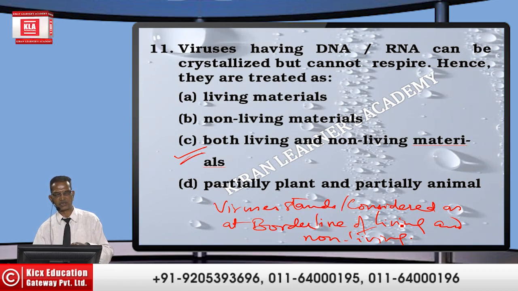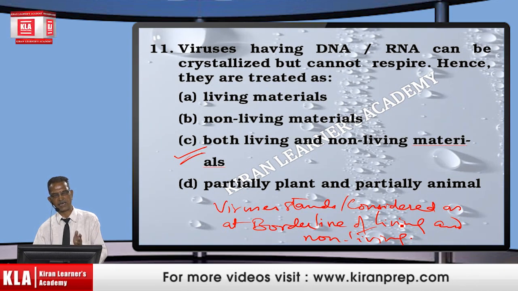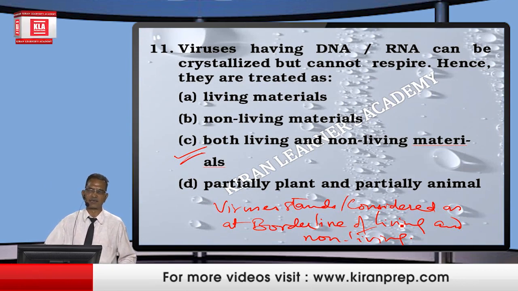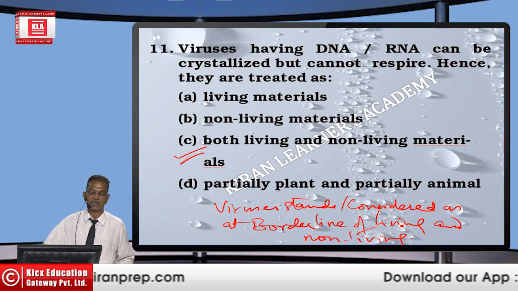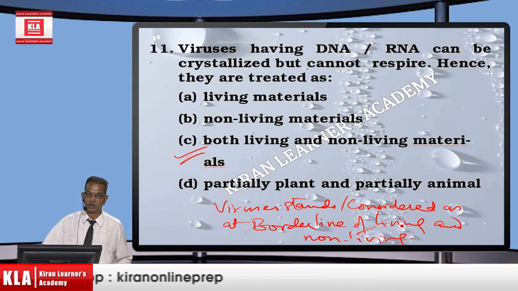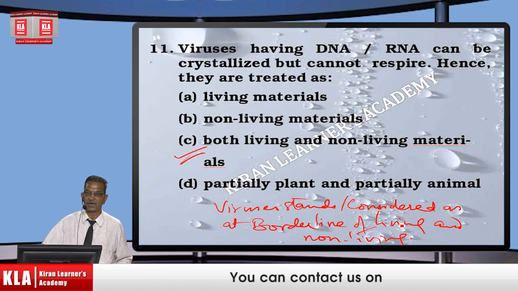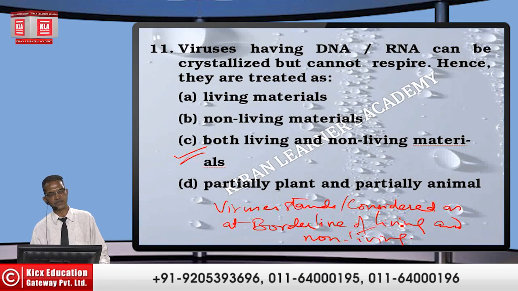A slight change can transform the virus into living, and a slight change in other ways can change the virus into non-living. Like, their getting crystallized is a factor that they are non-living, but they are reproducing once inside a living organism, which means they are living. Once inside the living organism they are living, but once outside they cannot, which means they are non-living. So they are considered the borderline of living and non-living. And hence option C is correct, both living and non-living materials.